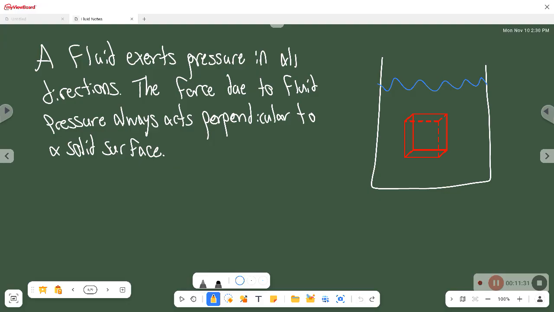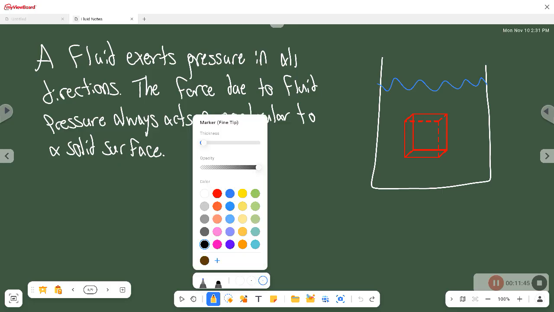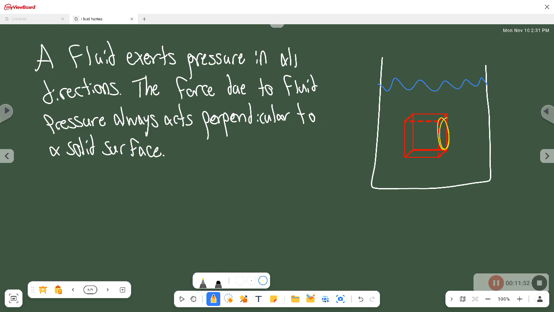Now, when there is a solid object, that fluid pressure is always going to act perpendicular to that solid surface. Right? So look over here on the right, I have this drawing of a square in, we'll just call it, a cup of water. If I'm looking at the right side of my square, the fluid will press to the left. The left side of my square, the fluid will press to the right. On top, it'll press down. On bottom, it'll press up.